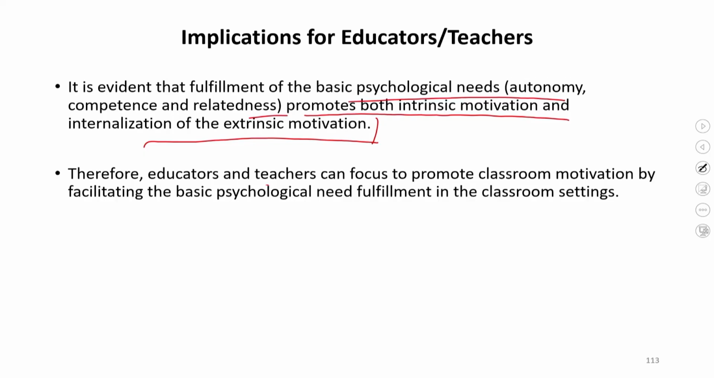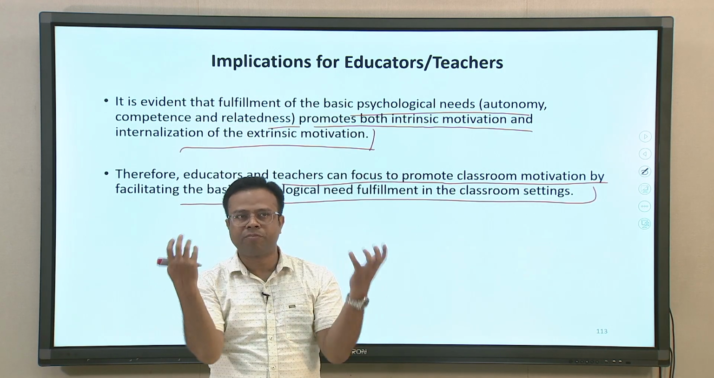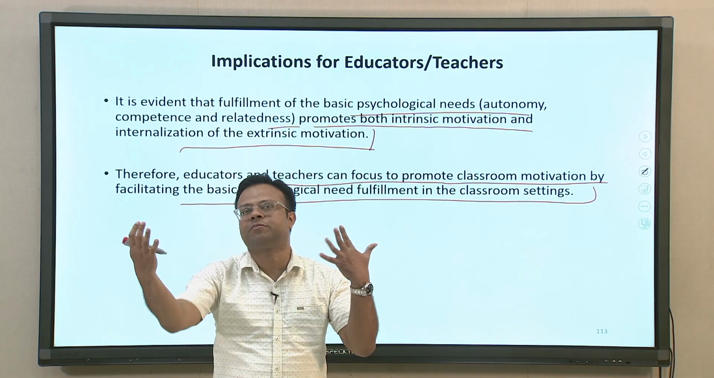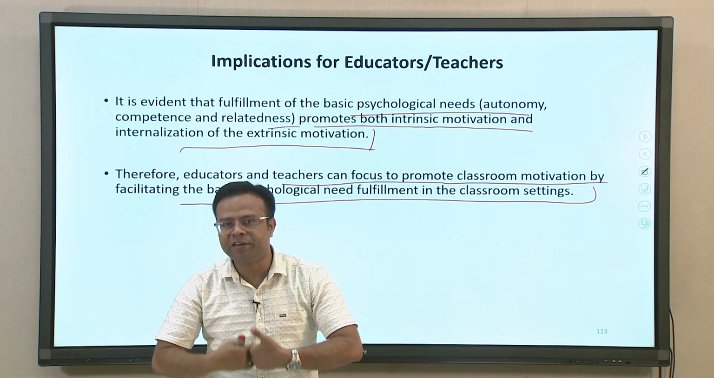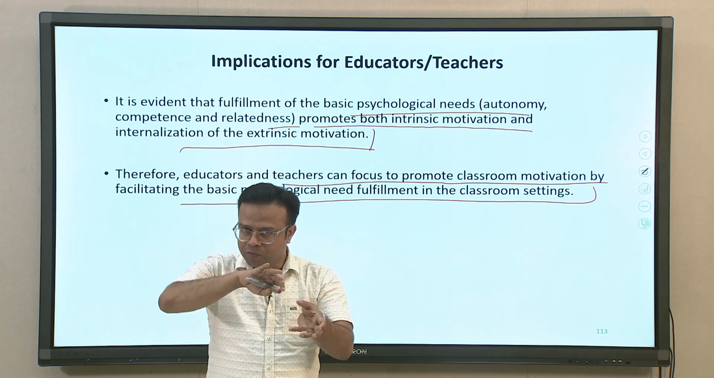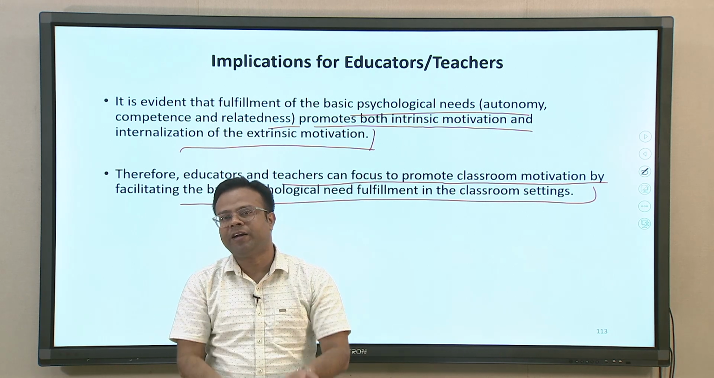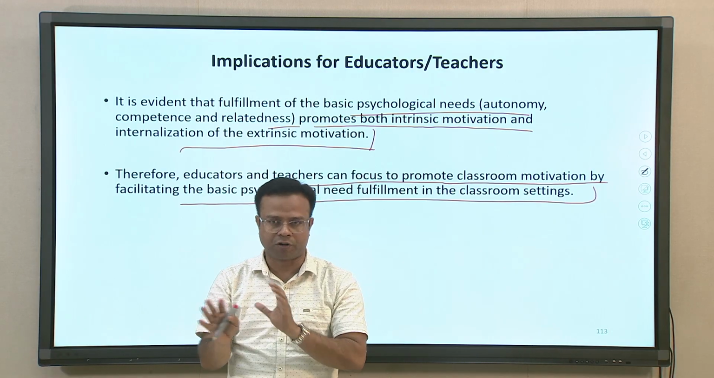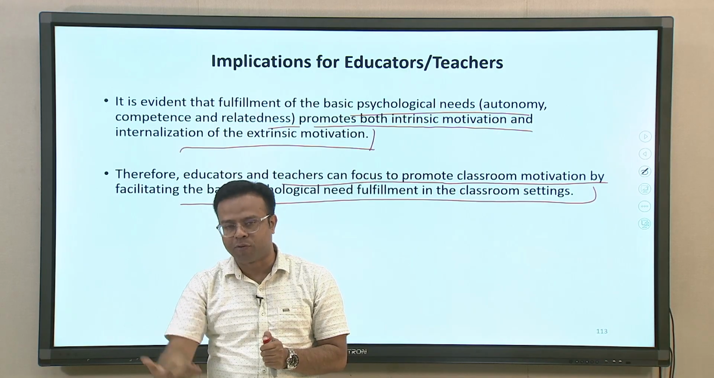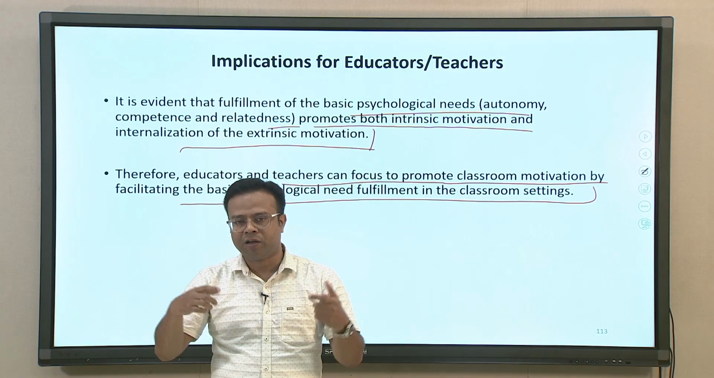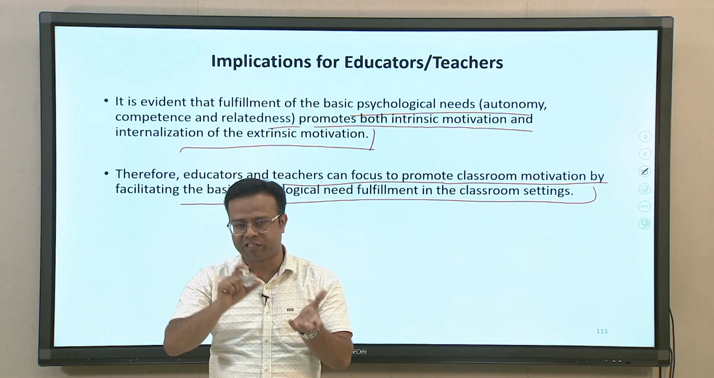Therefore, educators and teachers can focus on promoting classroom motivation by facilitating the basic psychological need fulfillment in the classroom setting. The takeaway from this theory is that if you can facilitate this basic psychological need fulfillment in the classroom context, the student will be much more intrinsically motivated, much closer to those internalized forms of extrinsic motivation or intrinsic motivation. That is how we can promote intrinsic motivation or internalized forms of extrinsic motivation in the classroom context, by fulfilling to a large extent these basic psychological needs.